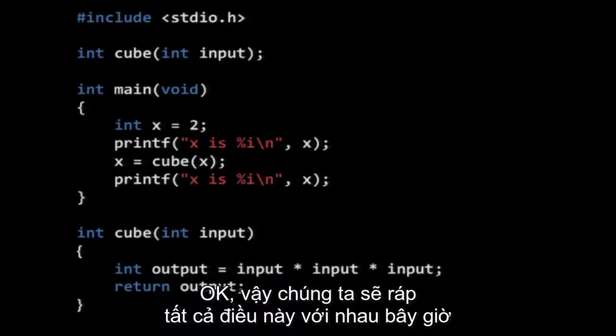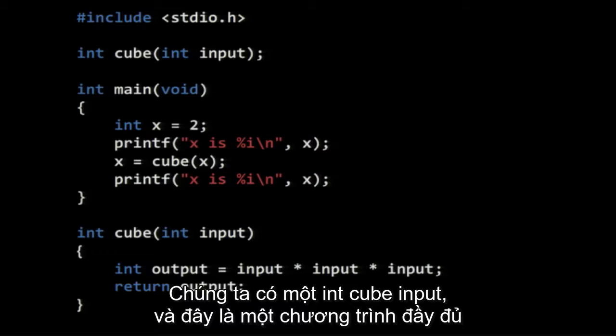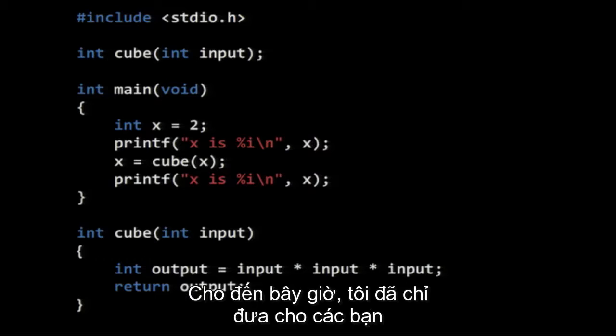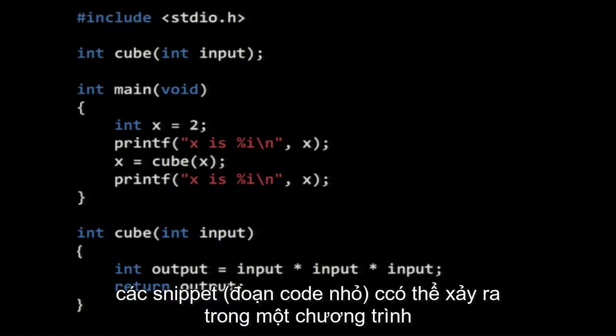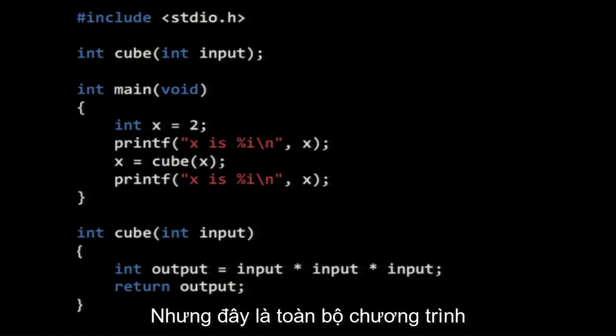Awesome. OK, so we're putting all this together now. So we have some int cube input. So this is, you know, a complete program here. Up until now, I've kind of been giving you guys snippets that might be going within a program. We've just been looking at functions. But here's an entire program.